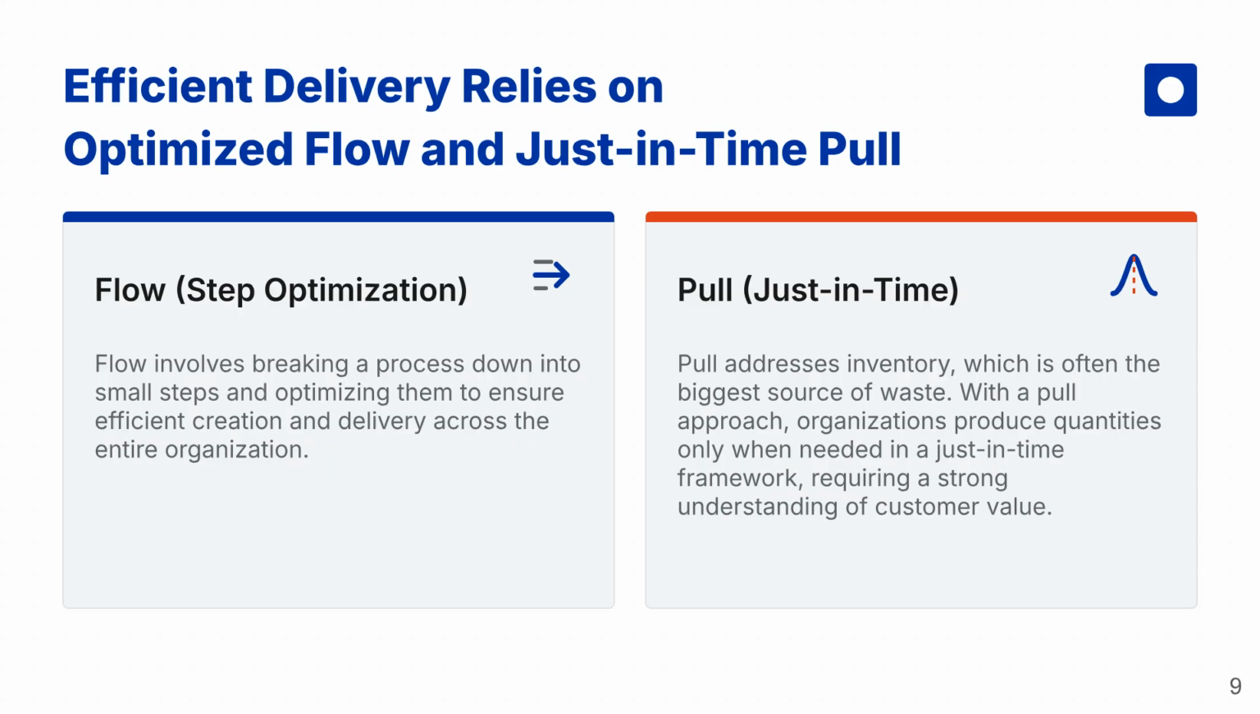Similarly, in manufacturing, companies produce products according to actual customer demand, rather than building large stocks that may never be sold. For the pull system to work effectively, organizations must clearly understand customer demand and accurately identify what customers value. Without this knowledge, they risk producing either too much or too little.